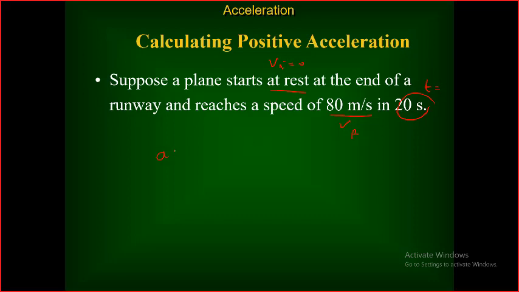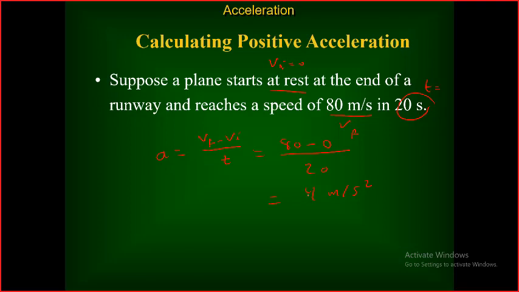I should use this simple law, this simple equation: A equals V final minus V initial, over the time it takes in between. It's clear that V final in this case is 80, V initial is 0, and the time is 20. So we have the acceleration is 4 meters per second squared.